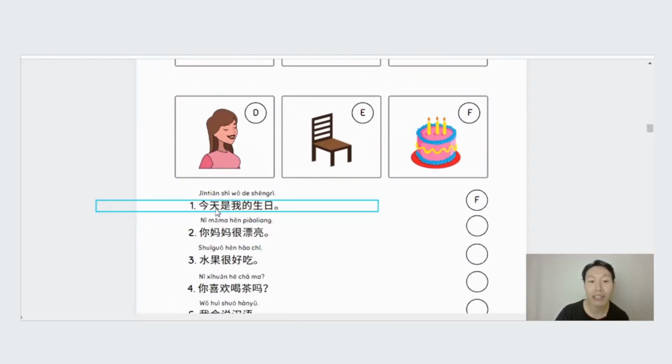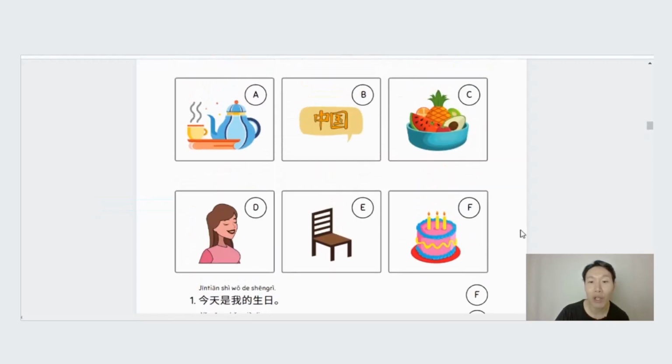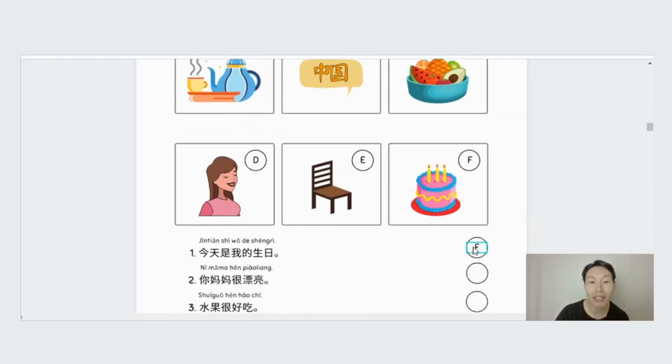So in the first example, we have 今天是我的生日. Obviously, this means today. 我的 means my. 生日 means birthday. So if we look over here, only F has a birthday cake, so that's why the answer is F. Let's do the next one.